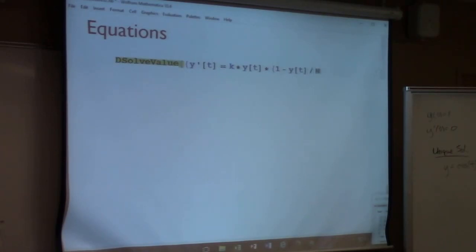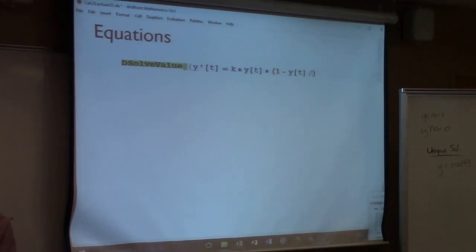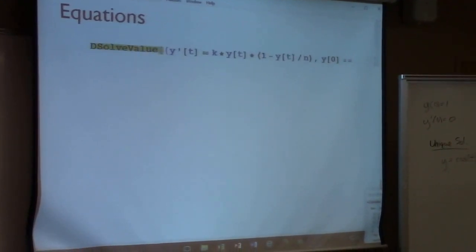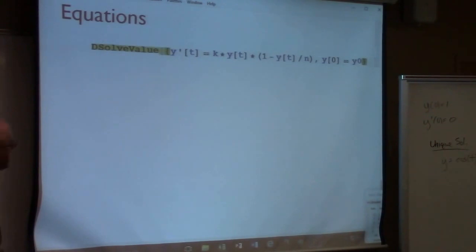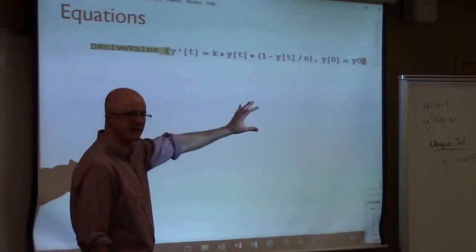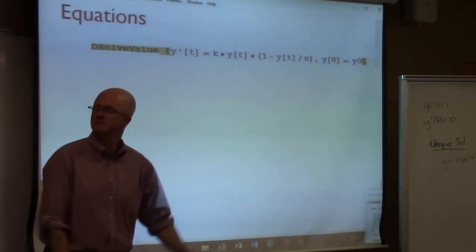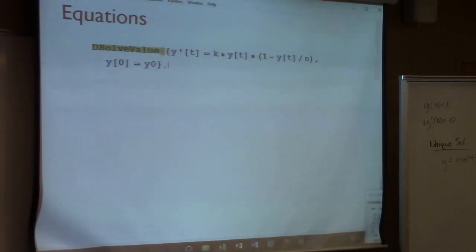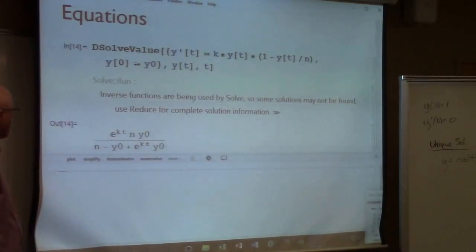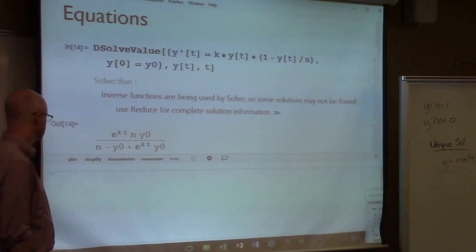I better not use a capital N here because Mathematica reserves capital N for numerical approximation. Let me use a lowercase n. And let me add an arbitrary initial condition in here. Y of 0 equals y0, like that. So conceptually speaking, you want to imagine y0 as something fixed, like 5 or 10 or whatever. Can Mathematica solve this differential equation? Gives you a little warning like it might not be right, but this does work.